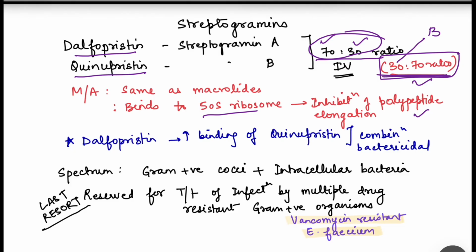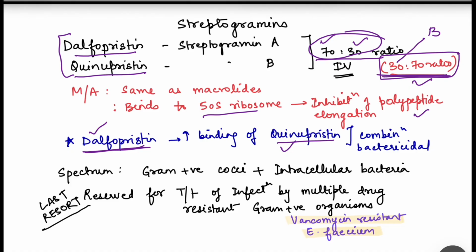Now, why are they given in combination? Well, streptogramin A, that is the dalfopristin, increases the binding of quinupristin. Well, both act by same mechanism, but when given together, they act synergistically because this streptogramin A increases the affinity of 50S ribosome to this streptogramin B, that is quinupristin.